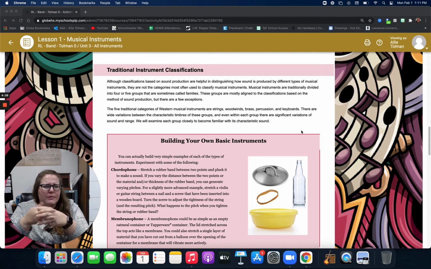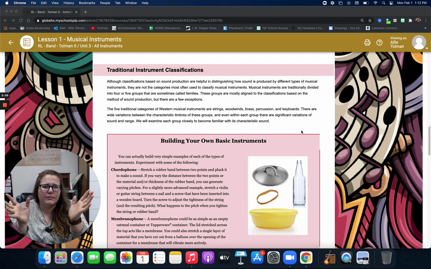Although classifications based on sound production are helpful in distinguishing how sound is produced by different types of musical instruments, they are not the categories most often used to classify musical instruments. Musical instruments are traditionally divided into four or five groups that are sometimes called families. These groups are mostly aligned to the classification based on the method of sound production, but there are quite a few exceptions. Five traditional categories in Western music are strings, woodwinds, brass, percussion, and keyboards.